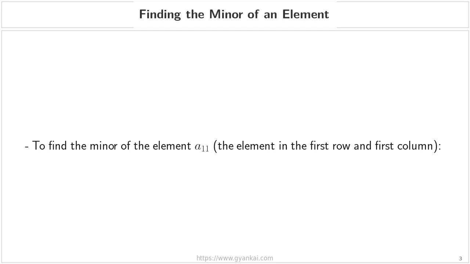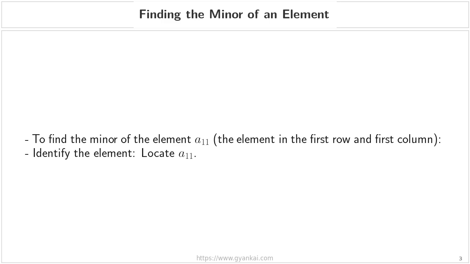Finding the minor of an element. Now that we have our 3x3 matrix A in front of us from the previous slide, let's walk through the actual mechanics of how to find a minor. Let's focus on the element a sub 1-1, which is the element located in the very first row and the first column. First, you need to identify the element. Simply locate a sub 1-1 on your matrix.